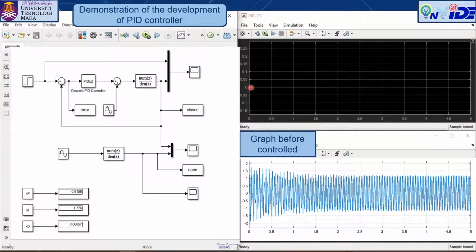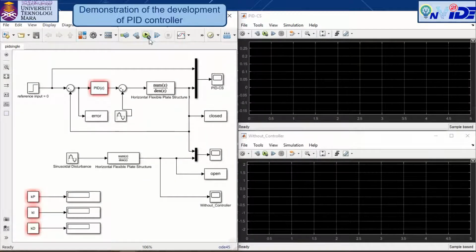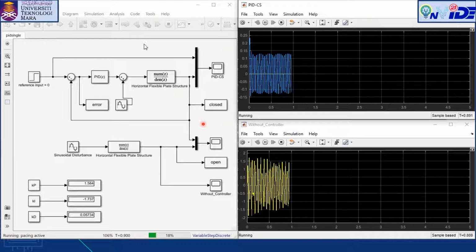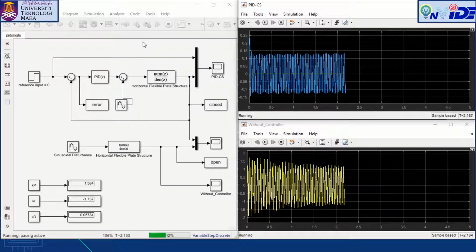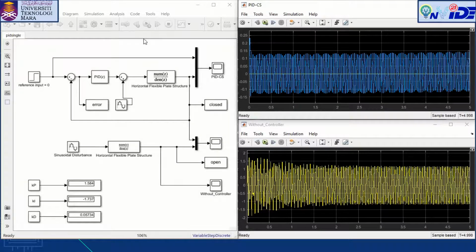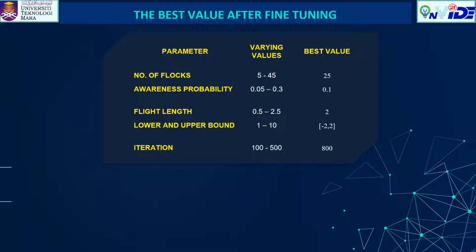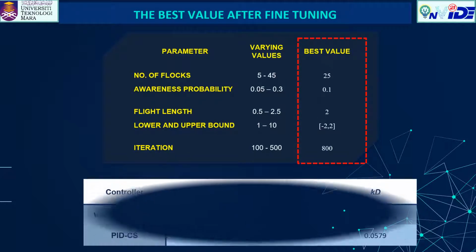Before the activation of the PID controller, the sinusoidal graph has a magnitude of more than 1.5 decibel. Then the PID controller based on the crow search is activated. We can see that the graph of the sinusoidal has been suppressed in this scope. After the fine-tuning of PID-CS using a trial and error approach by varying the parameter values, the best value to obtain the minimum PID gain is highlighted in the last column. The PID gains obtained are as follows.